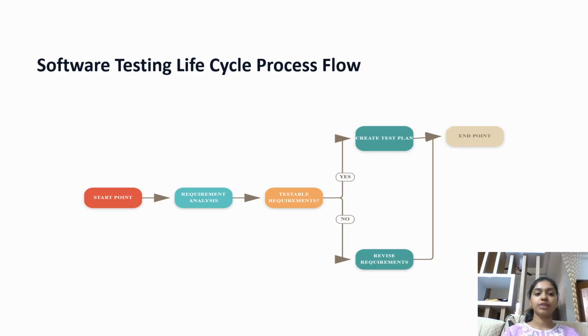This is the software testing lifecycle process flow. This is the diagram. First it is the start point, then requirement analysis, then the second step is testing requirements. If it is yes, create test plan, and if it is no, then revise requirements, then at last it comes to the endpoint. This is the software testing lifecycle process flow diagram.